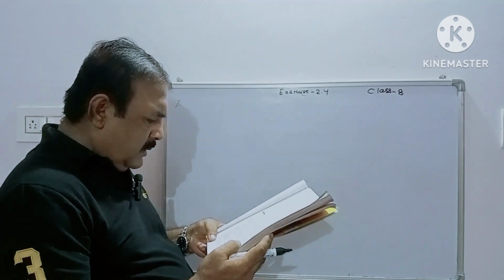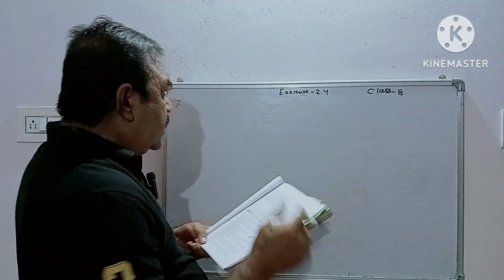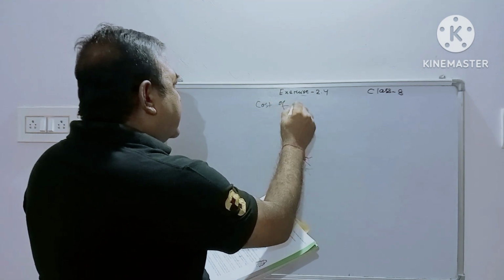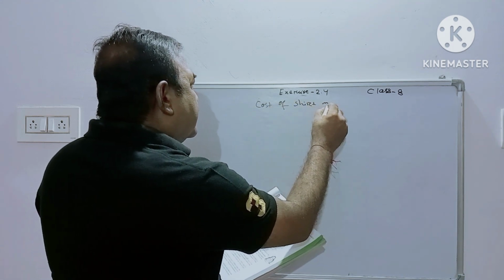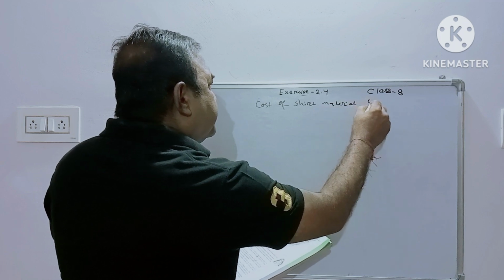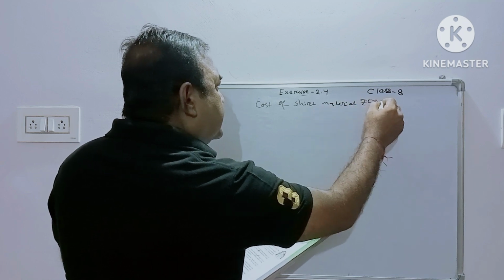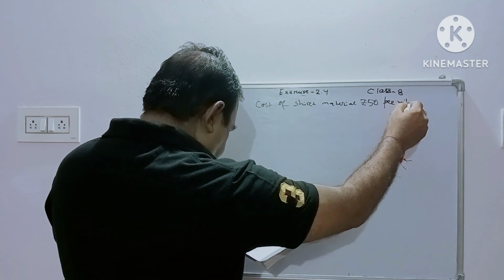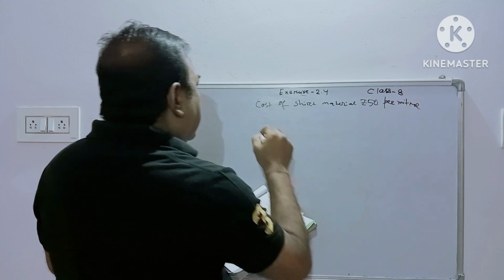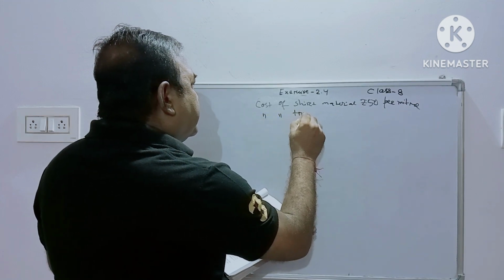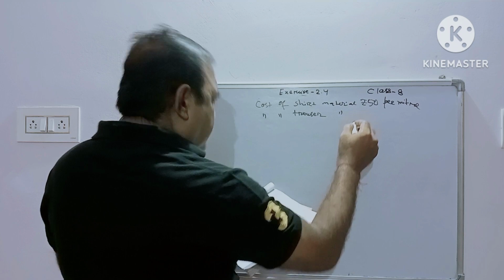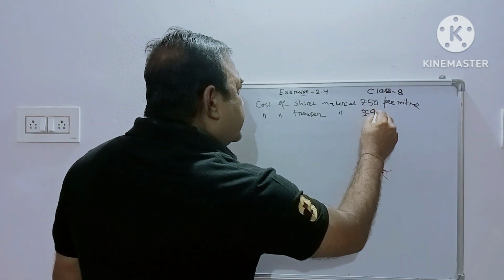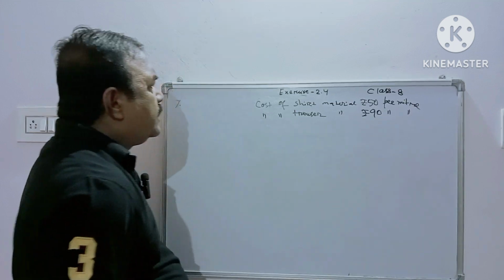So the cost of shirt material is 50 rupees per meter, per meter, yes. And the cost of trouser material is 90 rupees per meter. Rupees 90 per meter. This is the case.